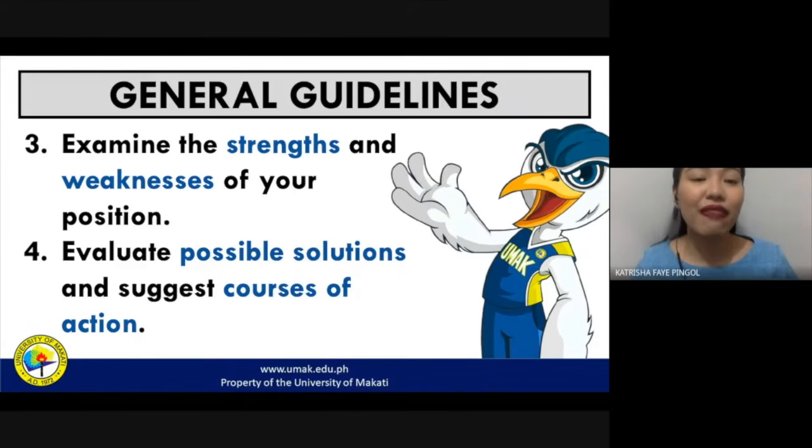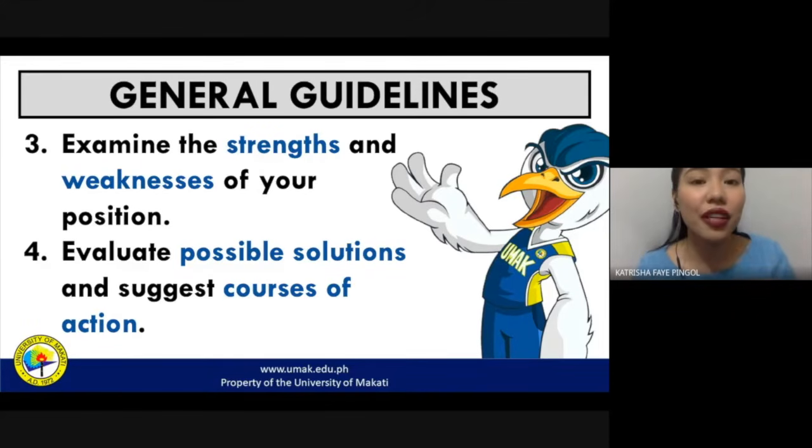The fourth one is to evaluate possible solutions and, of course, suggest courses of action. Now, more often than not, when we say position paper, it's more on just stating your own viewpoint, your own opinions about a particular topic. But it is also important to note that when it is already considered an academic text, we don't just end the discussion with you agreeing or disagreeing to the topic. You need to make sure that as an academic writer, you also suggest possible solutions.